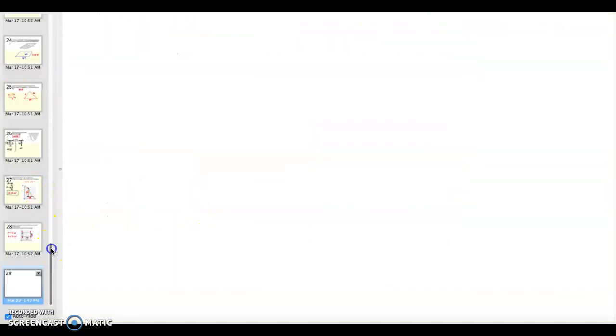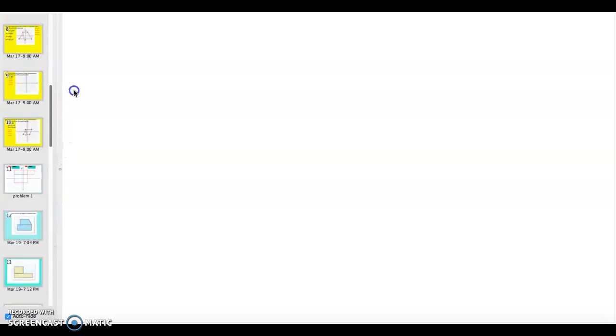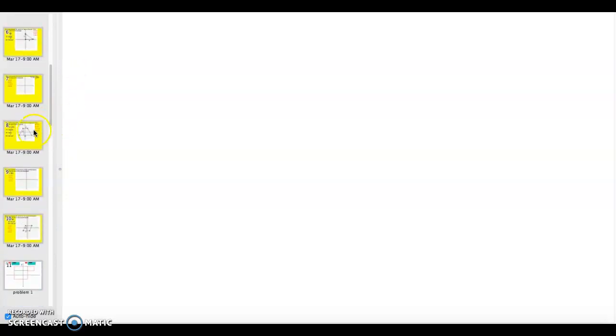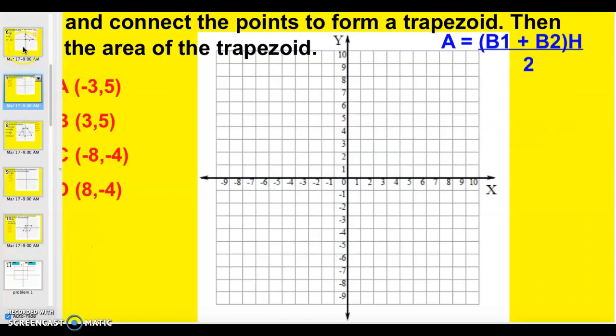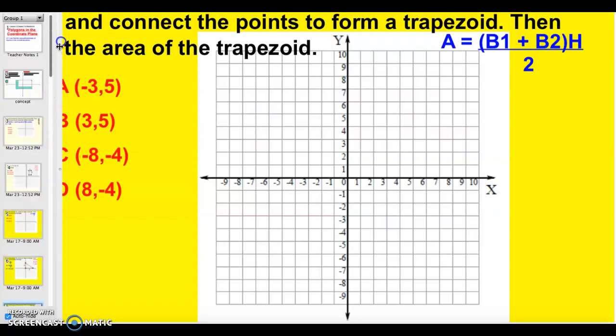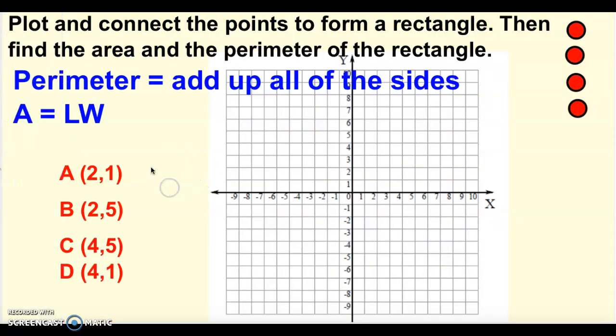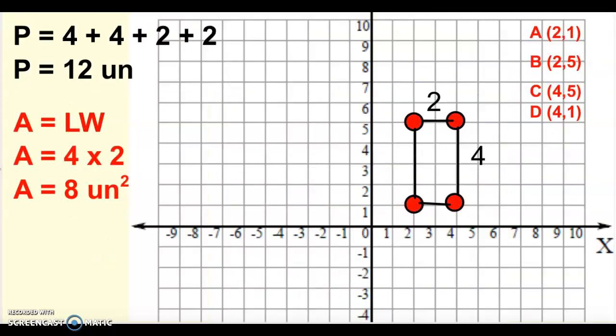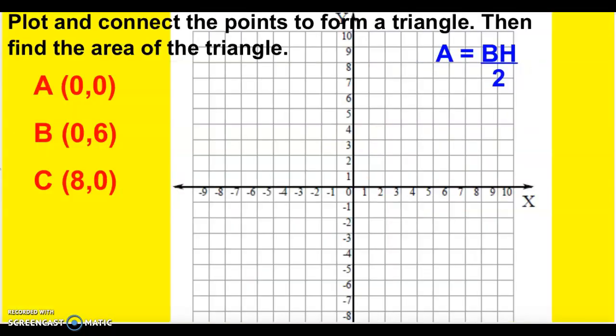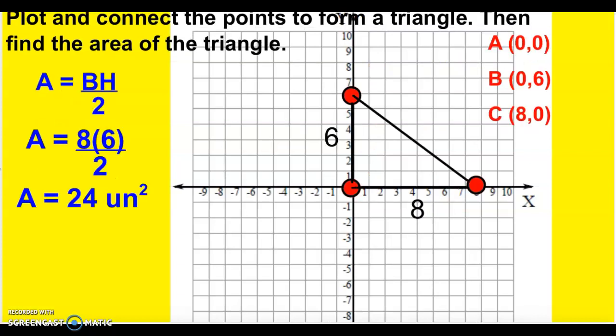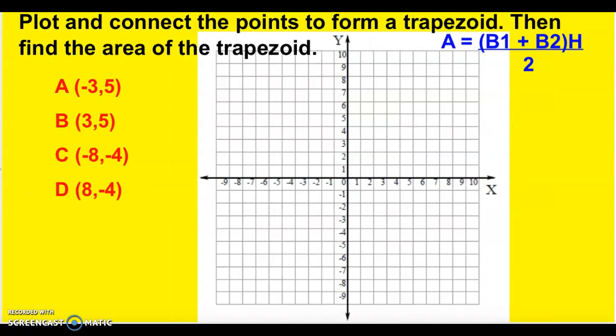All right, so I have a few minutes left, and I want to go back now and review a couple of things with you. So first of all, follow along really carefully with me. Area is what is inside the figure. It's always labeled as units to the second power. Perimeter means you add up all the sides. And basically what you need to do is plot the points, connect them, and find whatever the question is asking for. This one was a triangle, base times height divided by 2.